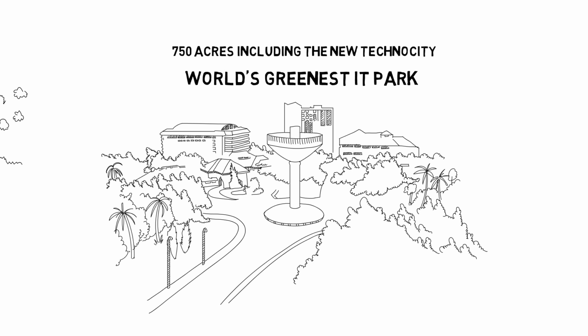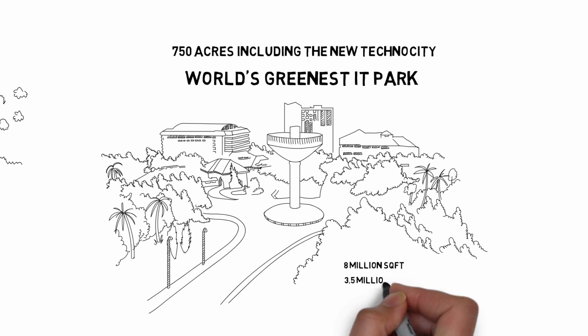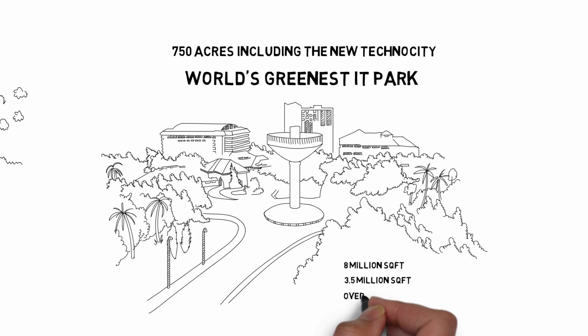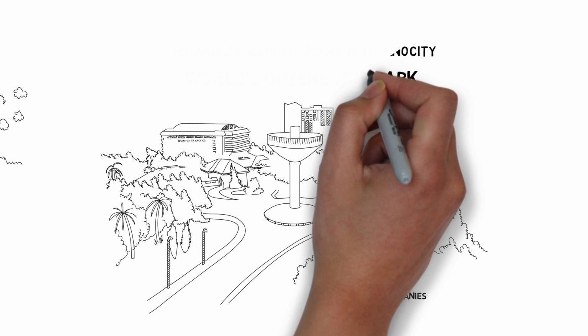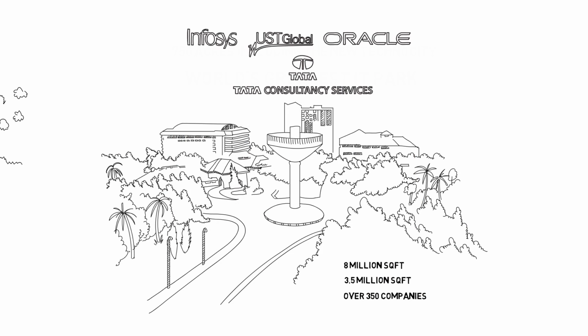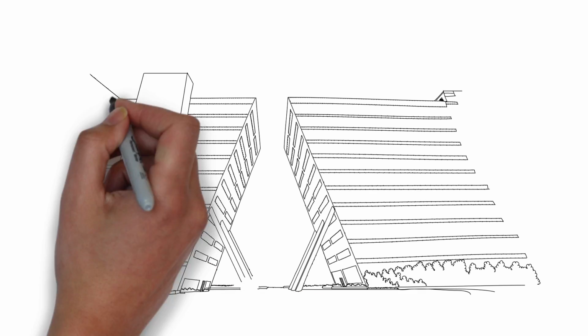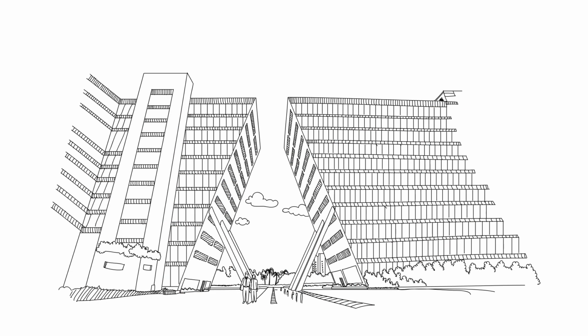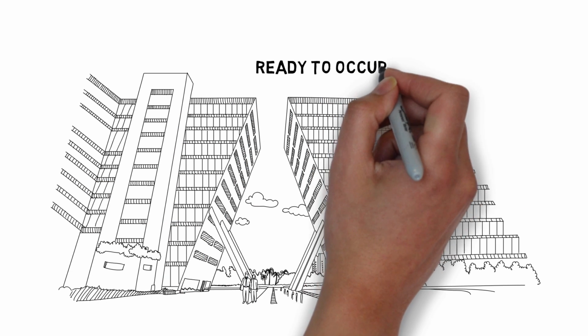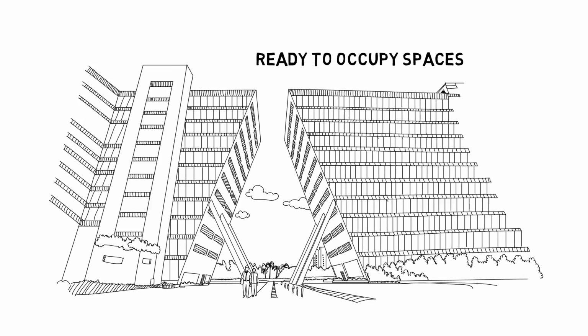With a built-up area of close to 8 million square feet and an upcoming 3.5 million square feet, Technopark is one of the largest IT parks in India, hosting over 350 companies, including some of the biggest IT names. A state-of-the-art infrastructure at Technopark Phase 3 is the crown jewel of the park, with ready-to-occupy spaces available.